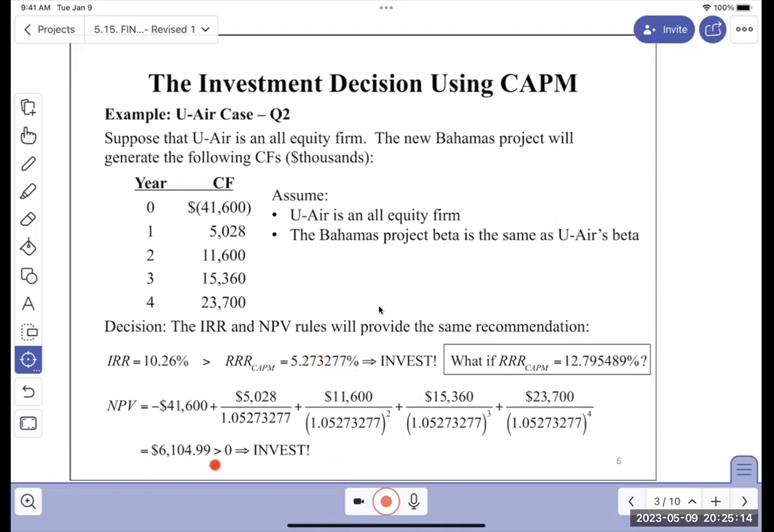I calculate NPV again, but I didn't have to because I know that the IRR was 10.26, so I know that this is going to be accepted. Then I ask you, what if we stuck with the 12.79% cost of equity? Well, I call it a cost of equity because it's an all equity firm, but I could also continue to call it cost of capital. So if it was 12.79, we would have rejected the project because the internal rate of return is only 10.26.